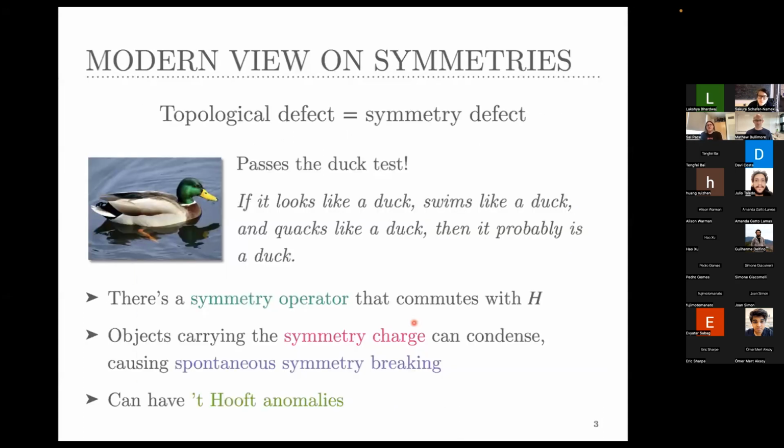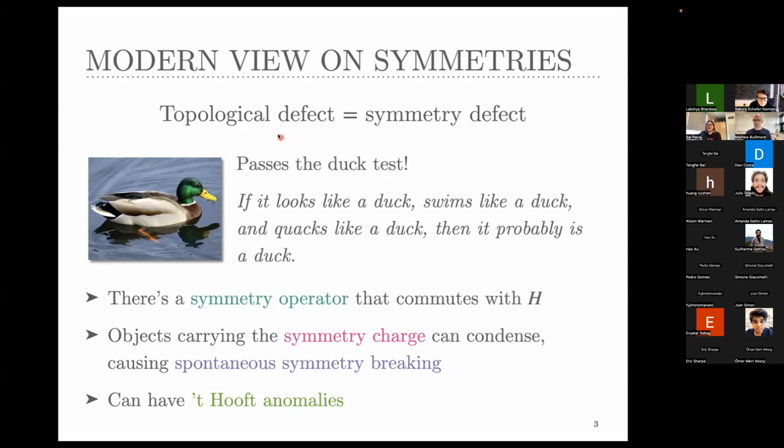The crux of a lot of the generalizations is this point of view that anytime you have a topological defect, it is also a symmetry defect. It's certainly true that anytime you have a symmetry defect, it's a topological defect, but here we flipped it around, right? This is the perspective I'm going to take in this talk. The reason that this has been such a fruitful generalization is it passes the duck test. The duck test says that if it looks like a duck, swims like a duck, and quacks like a duck, that's probably a duck.